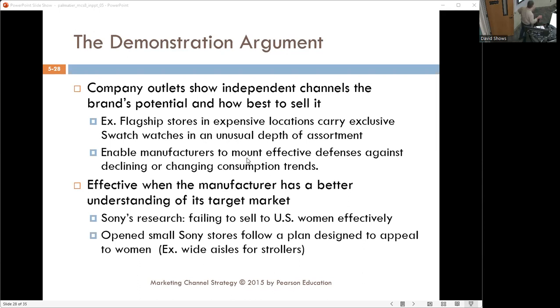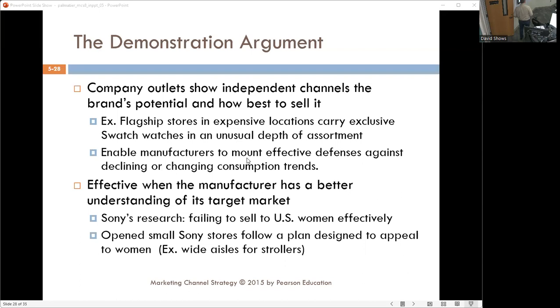Company outlets show the independent channels the brand's ultimate potential and how the best way that they can sell it. And so beyond customers coming there, you can see vendors coming there as well, seeing what a full mock-up looks like. And this helps manufacturers because it makes sure that the vendors can maximize the selling points.